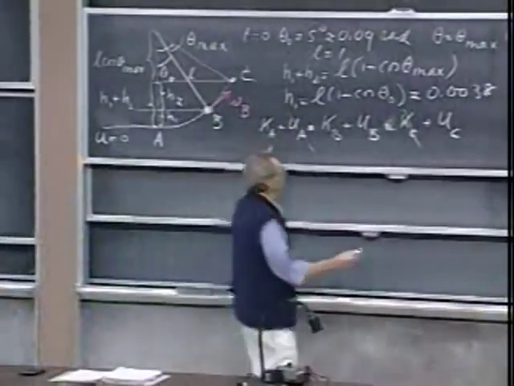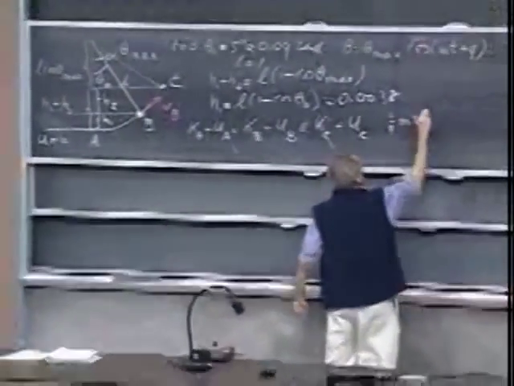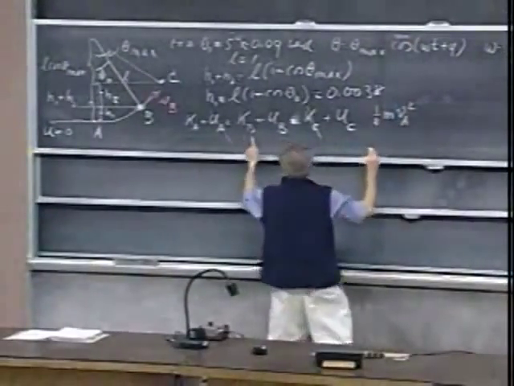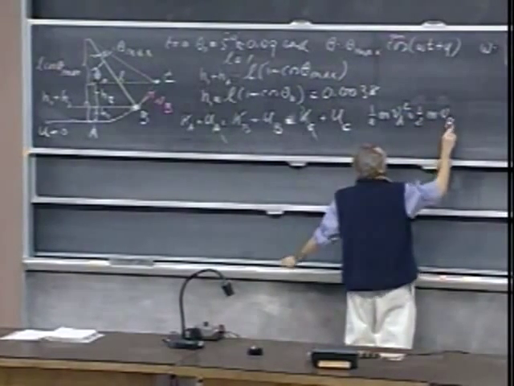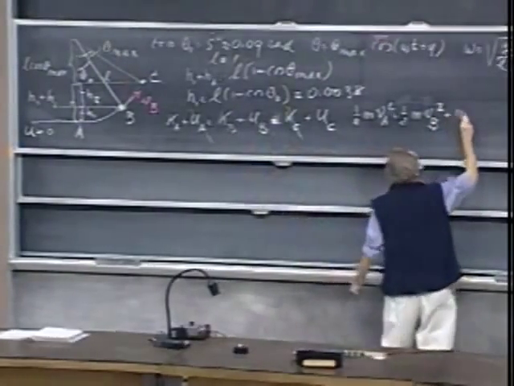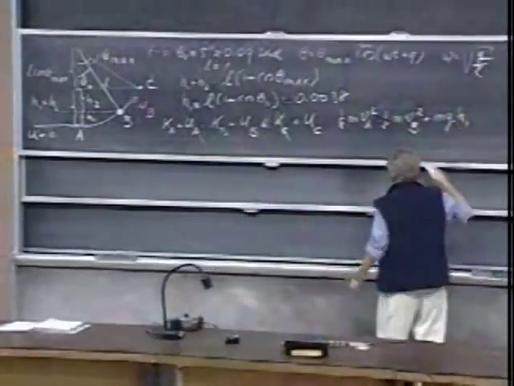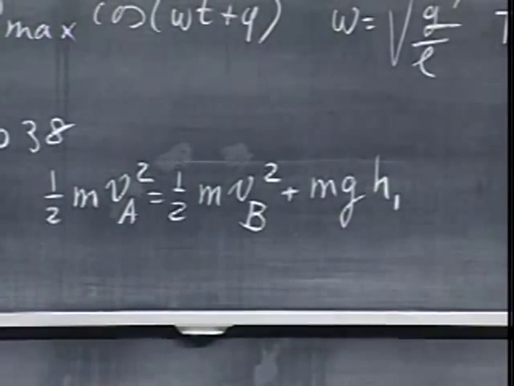So now we can write down that 1/2 m VA squared equals 1/2 m VB squared plus mg times h1. That is the potential energy at point B. It's higher than this point A.